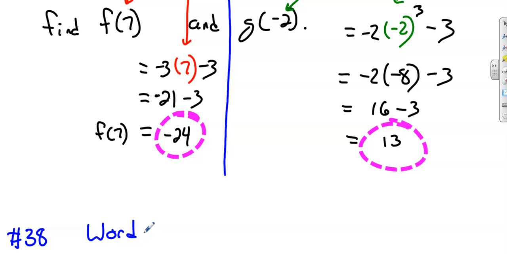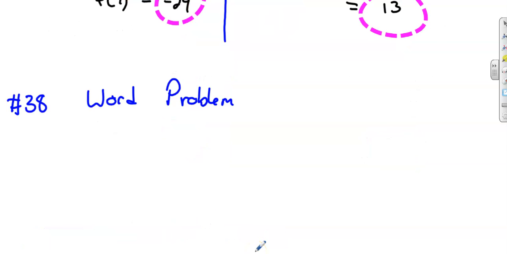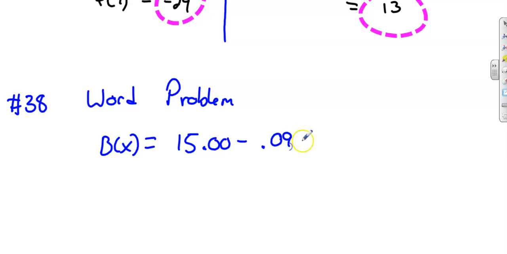Okay, 37, 38, and 39. These are all word problems. And again, they're going to blah, blah, blah. They give you an equation in the middle of it, or a function in this case. And for 38, your function is b of x equals $15 minus basically 9 cents x. And they tell you that this is a photo center where you have to pay $15 up front, and then every photo that you copy is 9 cents afterwards.